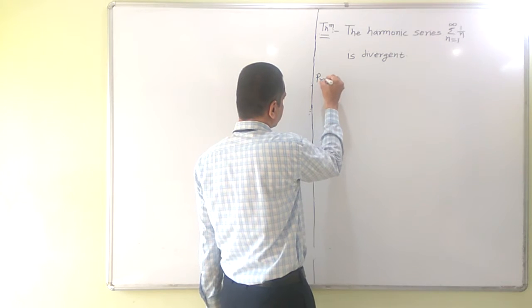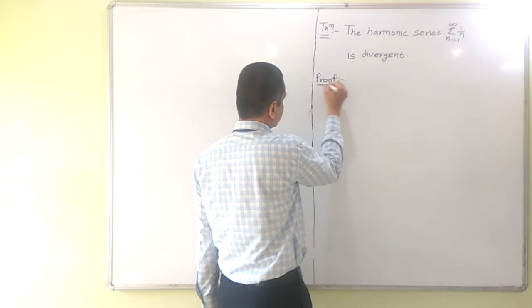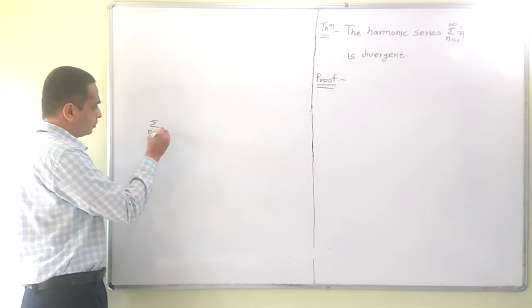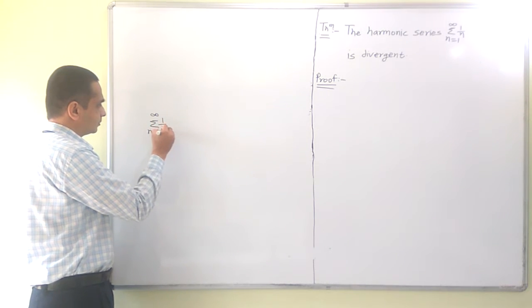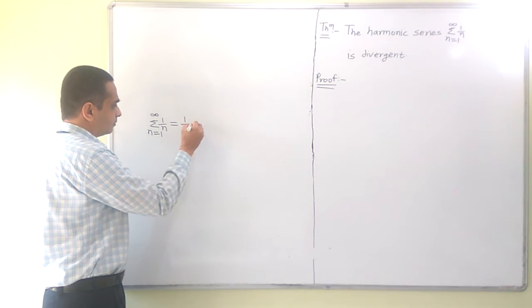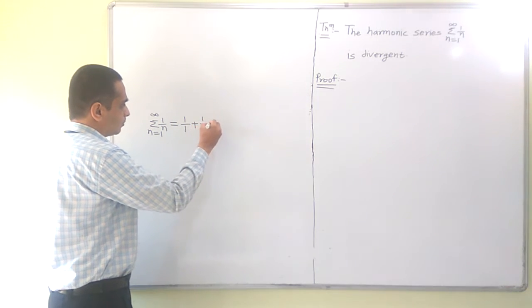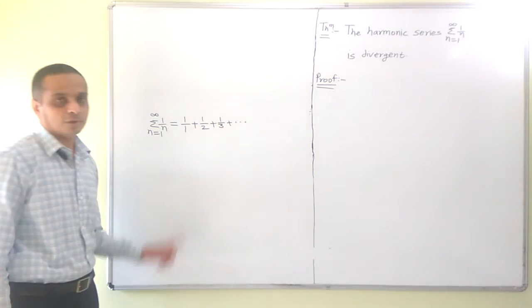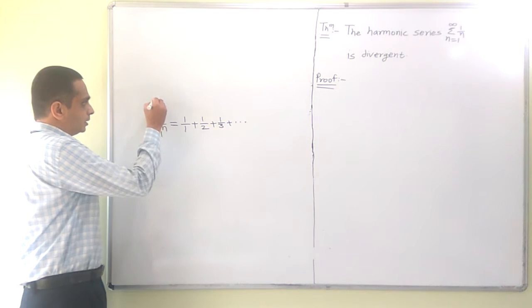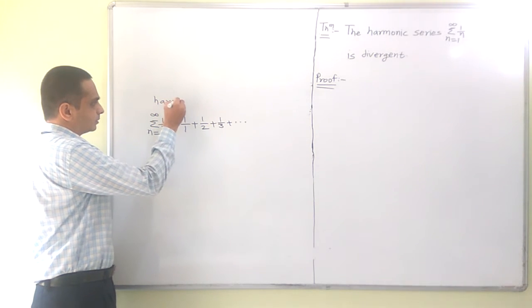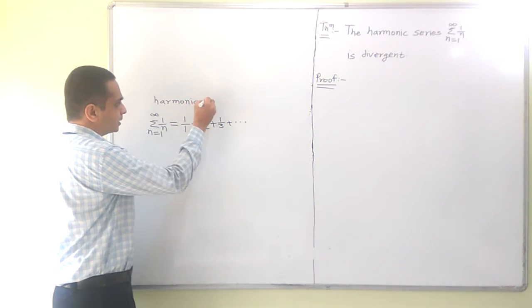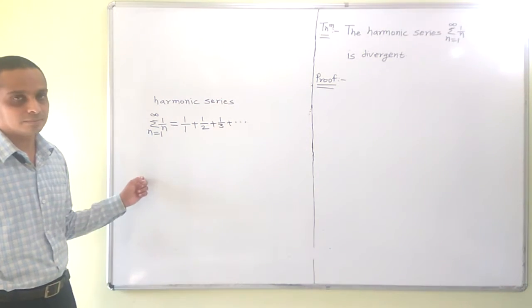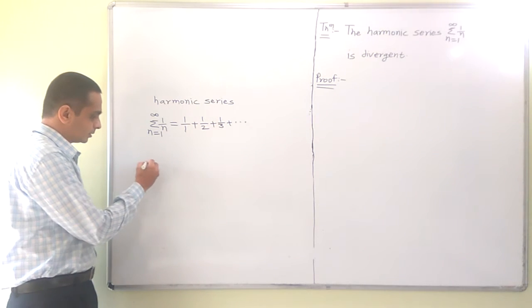Proof: the series summation n equal to 1 to infinity 1 upon n, which is denoted by 1 upon 1 plus 1 upon 2 plus 1 upon 3, is called harmonic series. This is the harmonic series, and we have to prove that this harmonic series is divergent. Okay, recall the basics.